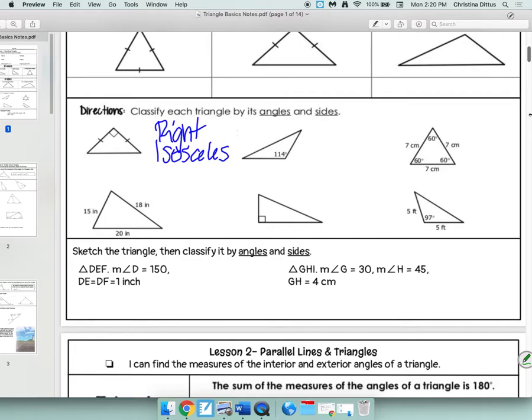In the middle, what kind of angle do I have? Obtuse. How many sides are the same? None. In order for them to be the same, they have to have the little marks on them. This doesn't have any marks, so none are the same, so we call it scalene.